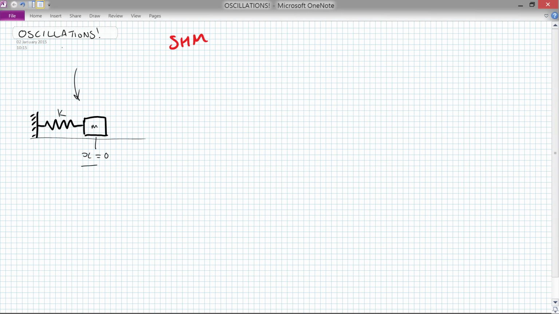Few things to define here. I'm going to call this position X equals 0, the equilibrium position, so that's EQM, underlined. And that's special because that equilibrium position is the point where there are no forces acting on my block, and therefore it experiences no acceleration at that moment.